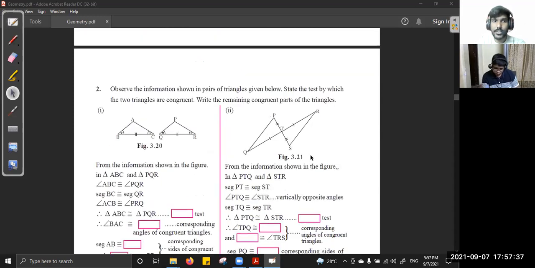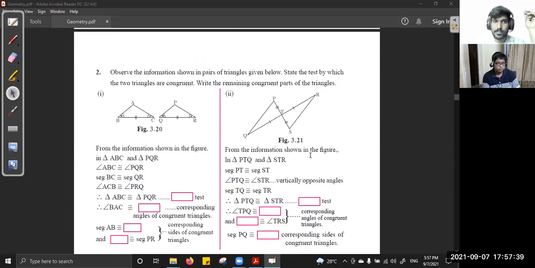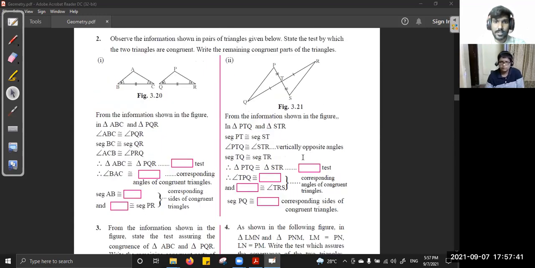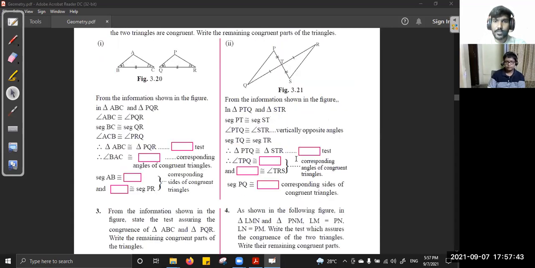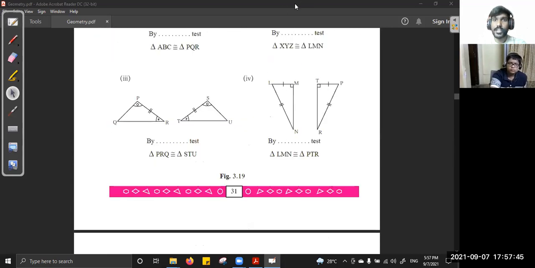Okay, this activity we'll do in the next class. We'll stop here. Activity, this and fourth and fifth sum, this will continue. So next I'll take on Thursday, 10 o'clock.